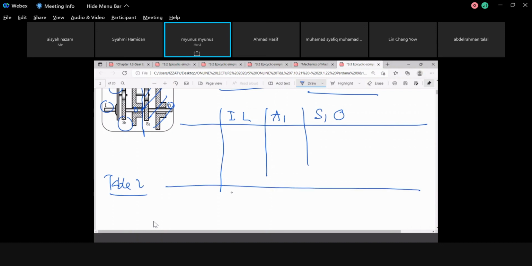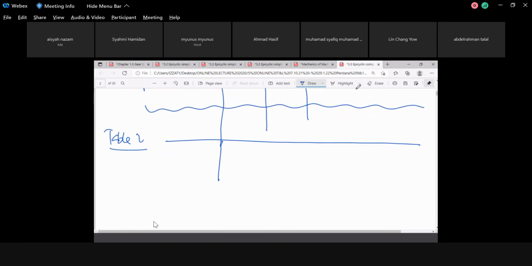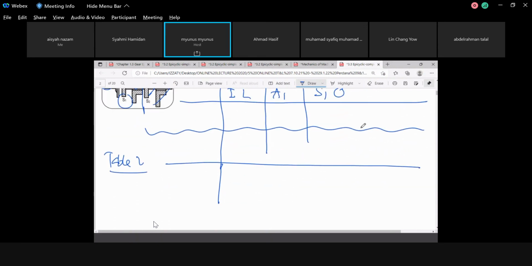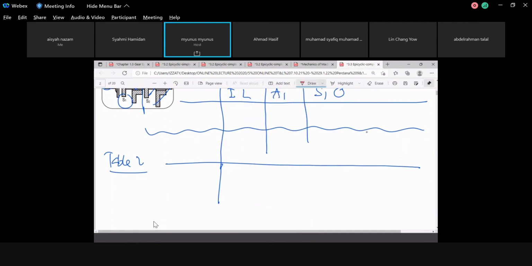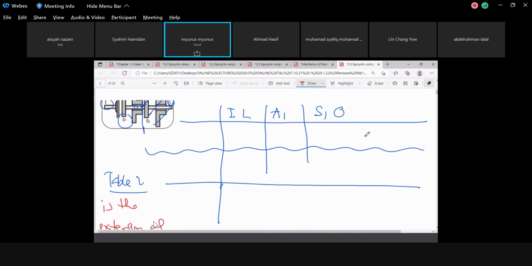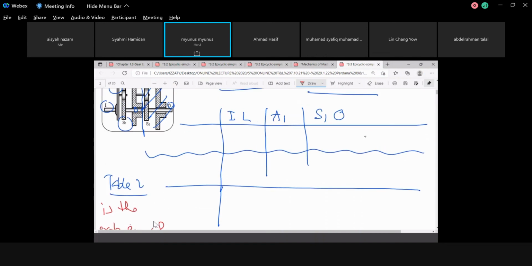It's on table one, table two. Table two is the extension of table number one. Listen up very carefully. Table two is the extension of table one. How is it? You copy back from table number one. I, L, correct? A1 is A1. But the extension, look at the A1.